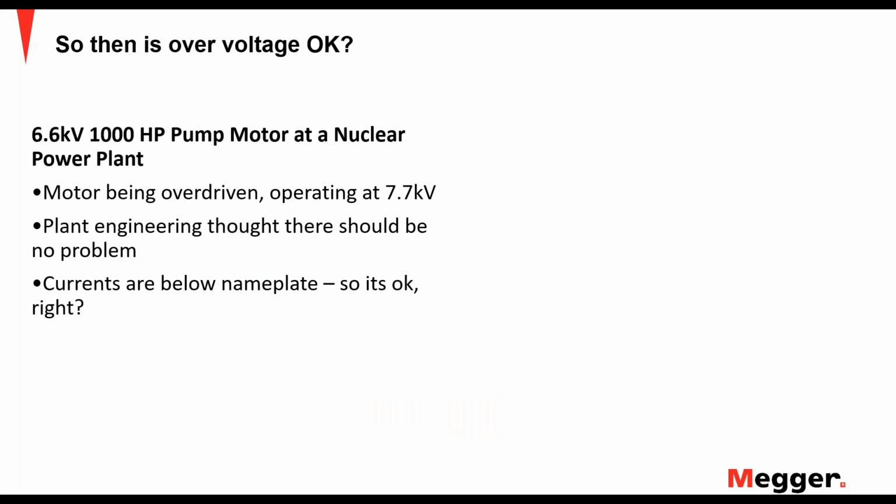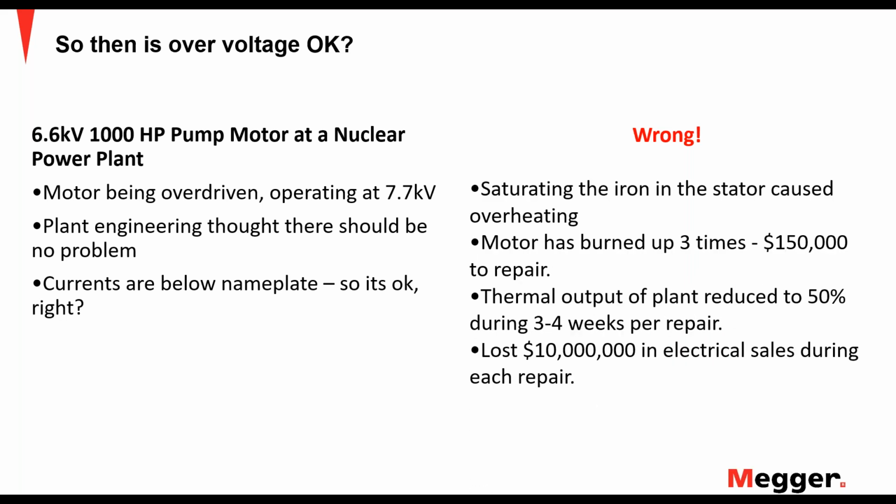However, here is a case study of a 6.6 kV 1,000 horsepower pump motor at a nuclear power plant. The motor was being overdriven, operating at 7.7 kV. Plant engineering thought there should be no problem. Currents are well below nameplate, so it's okay, right? Wrong. What was actually happening was that they were saturating the iron core in the stator, causing overheating.